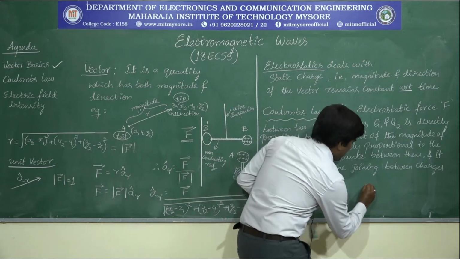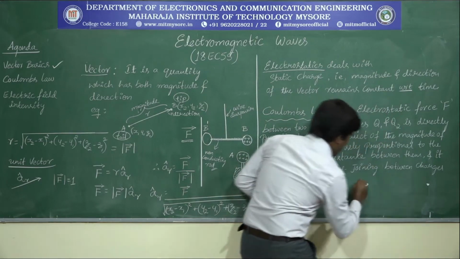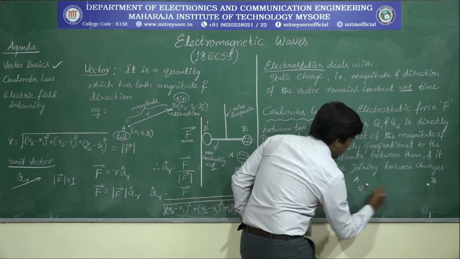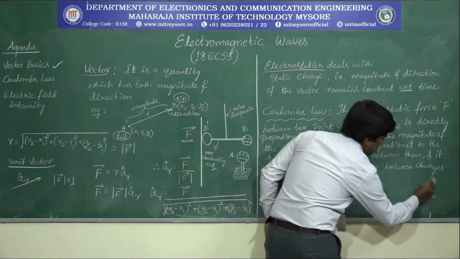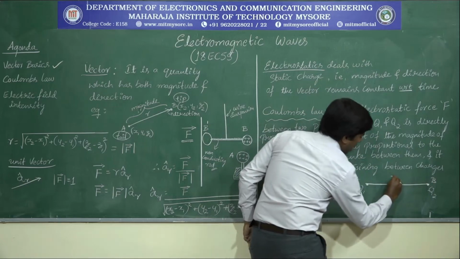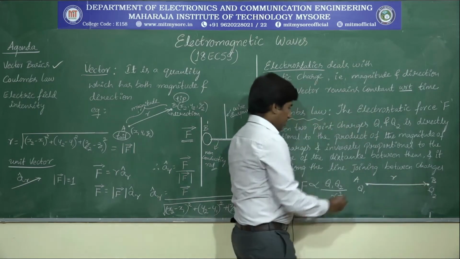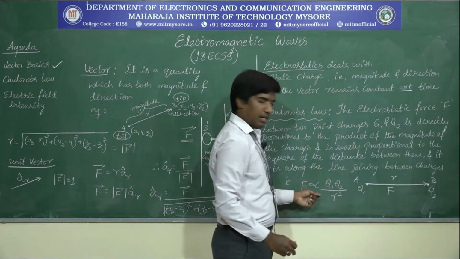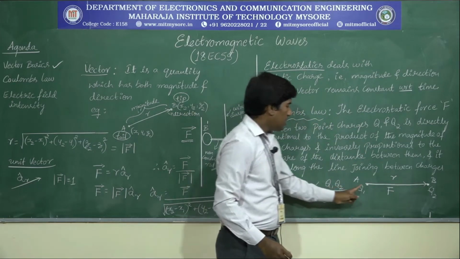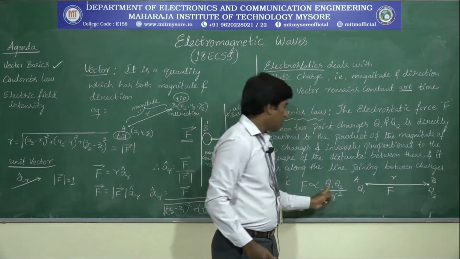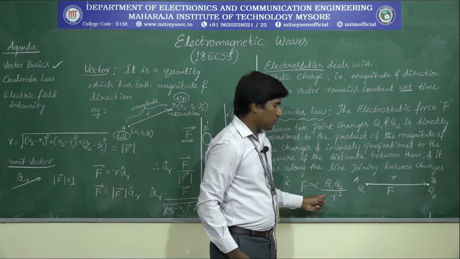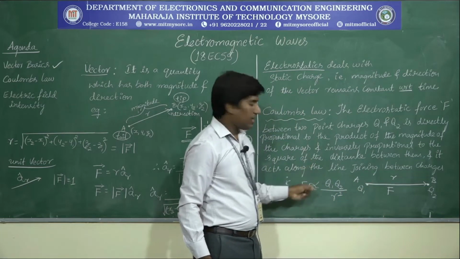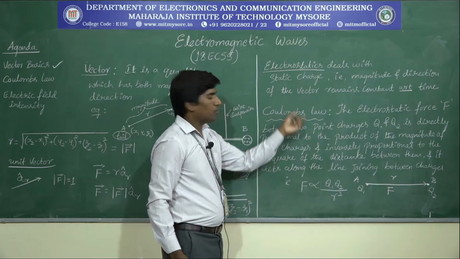Suppose these are the two points A and B, which have charges Q1 and Q2 and are separated by a distance R. Then the electrostatic force F between points A and B is directly proportional to the charges on these two points, Q1 and Q2, and inversely proportional to the square of the distance between them, that is R square. This is the mathematical representation of Coulomb's law.